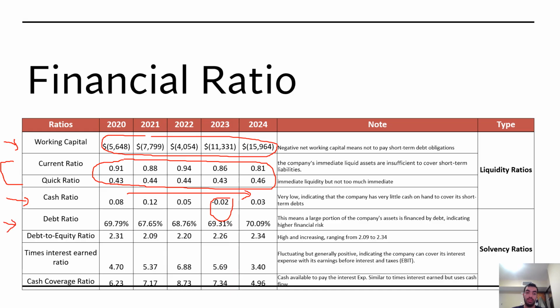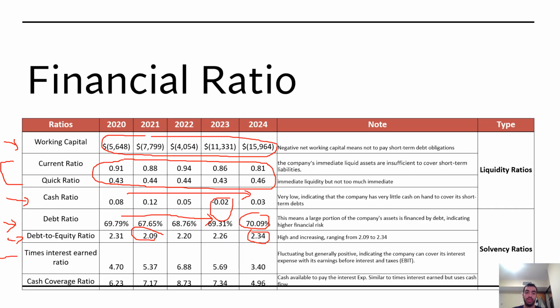Look at the debt ratio. The debt ratio is slightly increasing through all the years to 70%, and it reflects substantial reliance on debt financing and heightened financial risk. Another point is that the equity ratio is rising from 2.04 to 2.34. It means there is significant financial leverage and vulnerability.